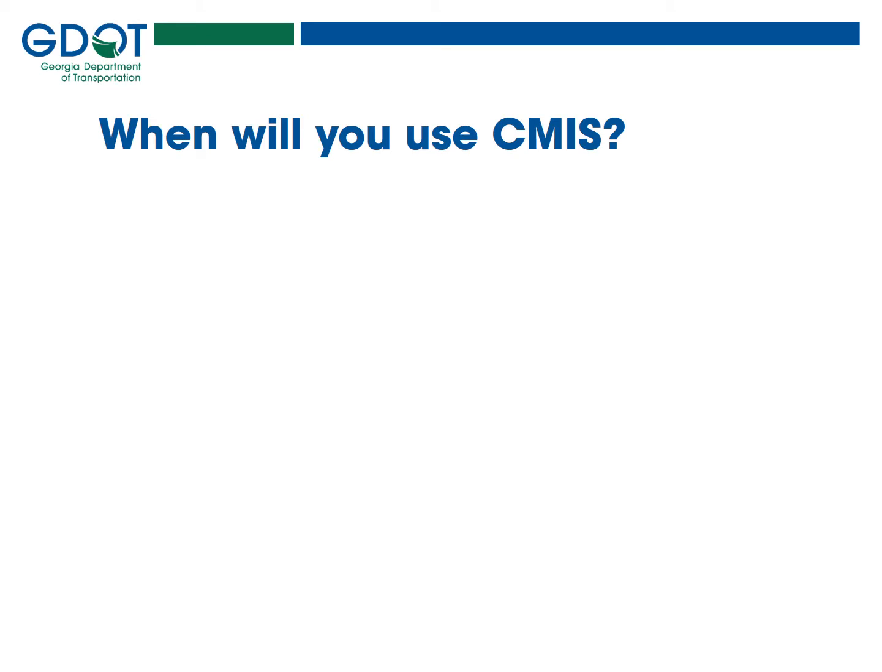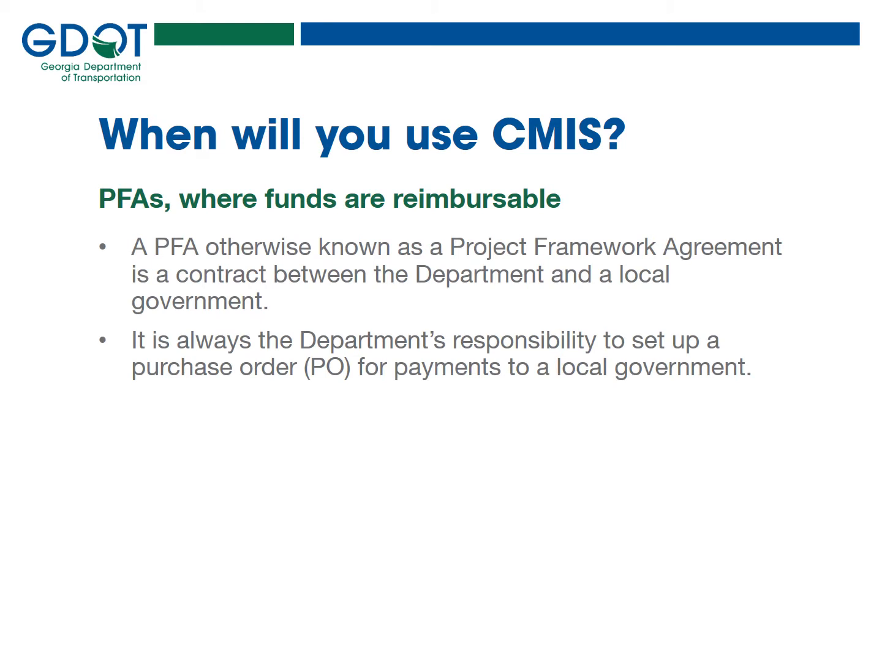When will you use CMIS? Where PFA funds are reimbursable. A PFA, otherwise known as a Project Framework Agreement, is a contract between the department and a local sponsor. This contract solidifies the amount that the department has agreed to reimburse the local sponsor. It is always the department's responsibility to set up a purchase order for payment to a local government where funds are reimbursable.